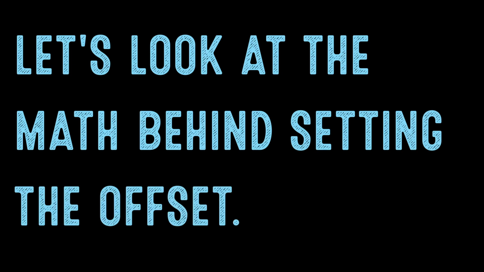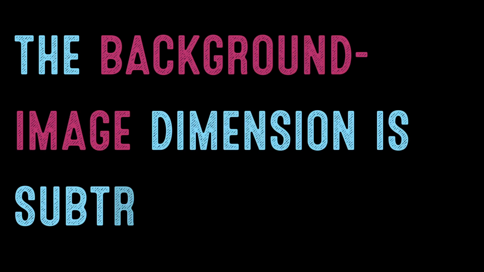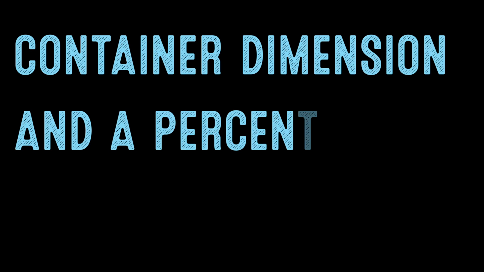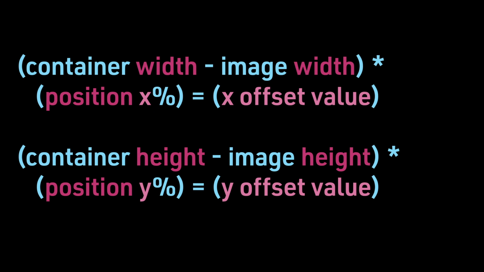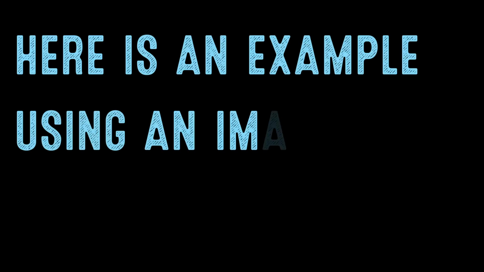Let's look at the math behind setting the offset. The background image dimension is subtracted from the container dimension and a percentage of the value is the offset from the edge. So if we subtract the image width from the container width and multiply that by the X position as a percentage, you will get the X offset value. Or we can take the container height minus the image height times the position Y in percent and get the Y offset value.